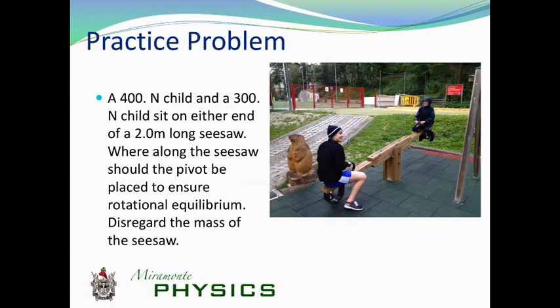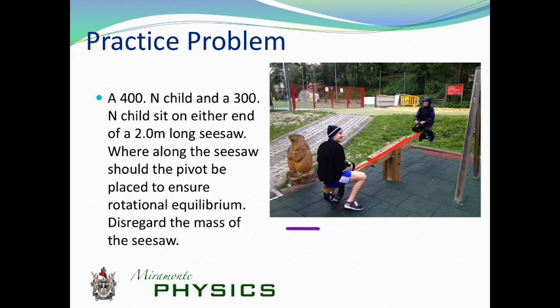It's pretty cool. Okay, so here's a practice problem. You saw this picture once before. You have a 400 Newton child and a 300 Newton child sitting on either side of a 2-meter long seesaw. Where along the seesaw should the pivot be placed to ensure equilibrium? And it says disregard the mass of the seesaw. That becomes a lot harder if you have to think about the mass of the seesaw, so we're going to ignore that. It's going to be a super lightweight one, where the forces of the people are much more compared to the force of the seesaw.